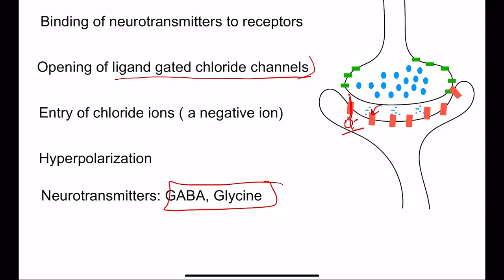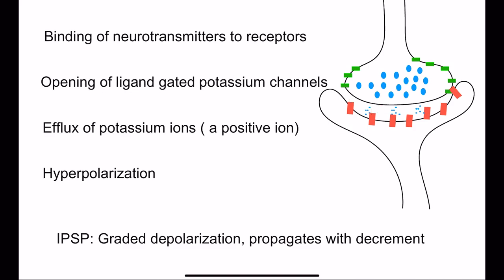But there is another mechanism also of inhibitory postsynaptic potential, and that is opening of ligand gated potassium channels. So opening of ligand gated chloride channels and opening of ligand gated potassium channels. Why? Because you see, potassium ion is more inside, right? So when these potassium channels open, what will happen? There will be more efflux of potassium ions from inside to the outside, thus causing less positivity inside. That is, there will be negativity. Less positivity is nothing but negativity, right? So opening of ligand gated chloride channels and opening of ligand gated potassium channels causes IPSP.